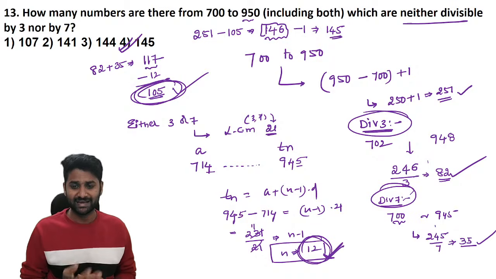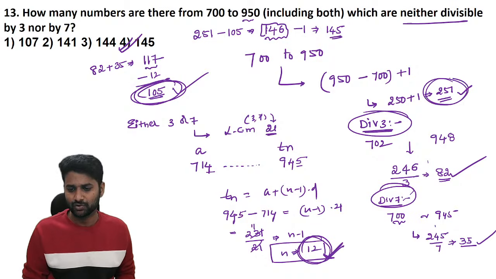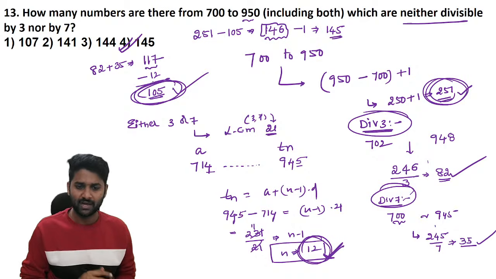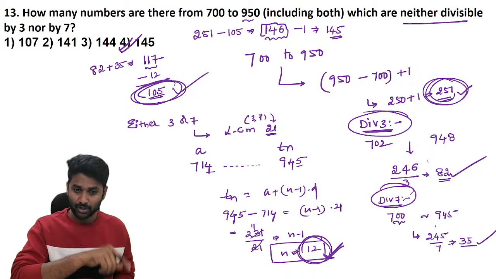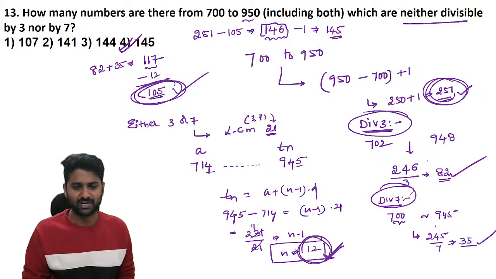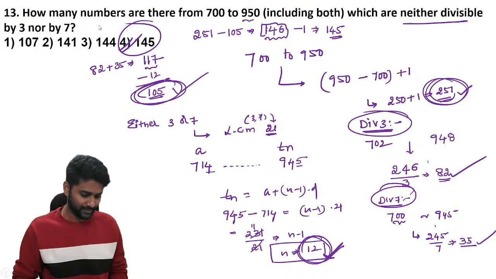And they clearly mention "neither nor." That's why we are subtracting 251 minus 105. And you already know that 700 is included in this calculation. That's why you have to subtract it one more time. Then the resultant is 145.